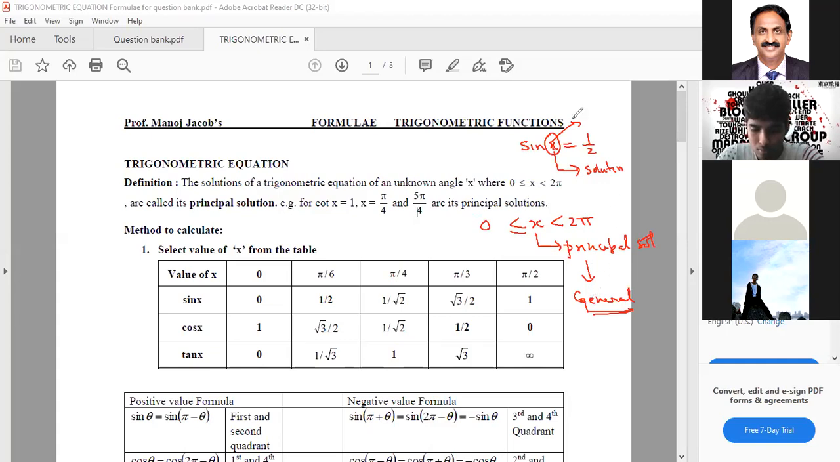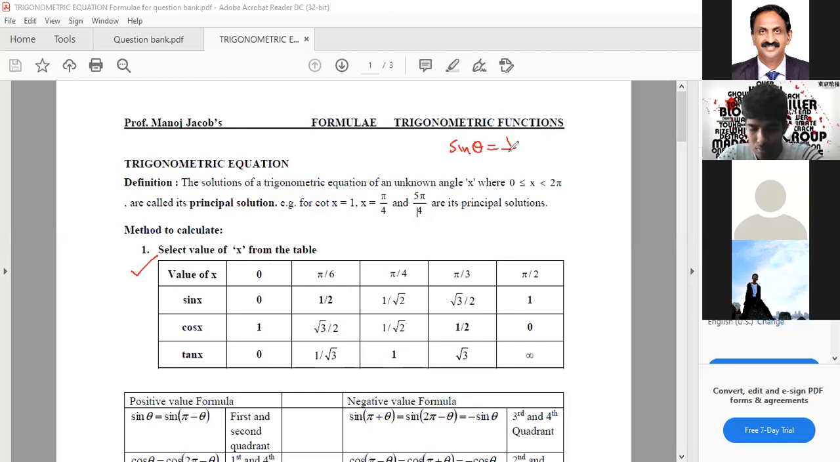So what are the things to remember in that? For principal solution, first you should know the special angle values, this table. Sine theta is 1/2. How much is theta? Theta is pi by 6. Sine theta is equal to 1/√2. How much is theta? Pi by 4. Sine theta is equal to √3/2. How much is theta? Pi by 3. All these values in this table you should know to get the answer.